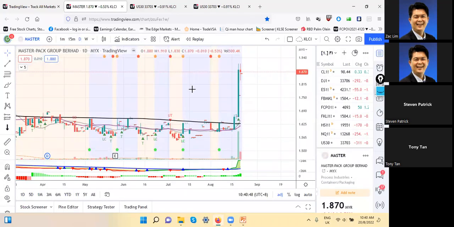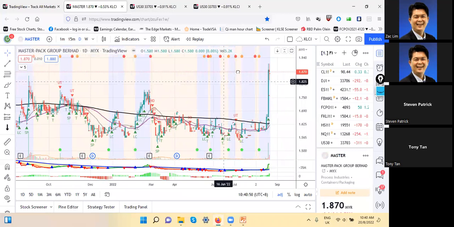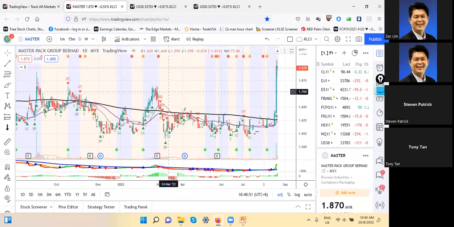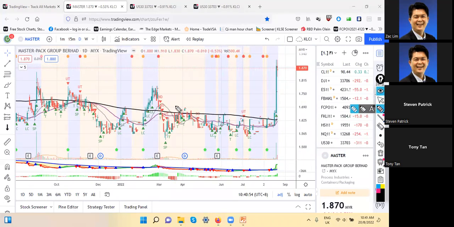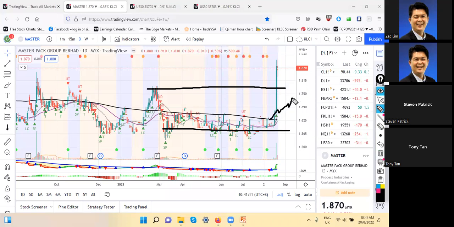Okay, so for master pack, this one will be a little bit, how to say, you can see here is your last support. So this is your support line. This is the box. But actually, the best is if we have some slow coming in.